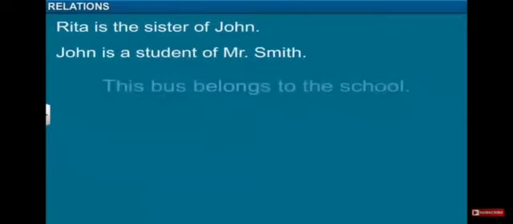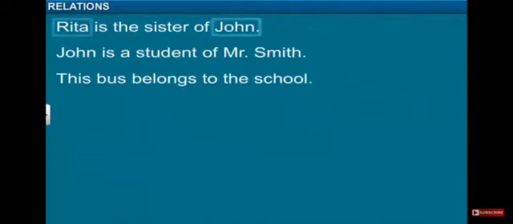Rita is the sister of John. John is a student of Mr. Smith. And third statement, this bus belongs to the school. Here each and every relation R belongs to each other.